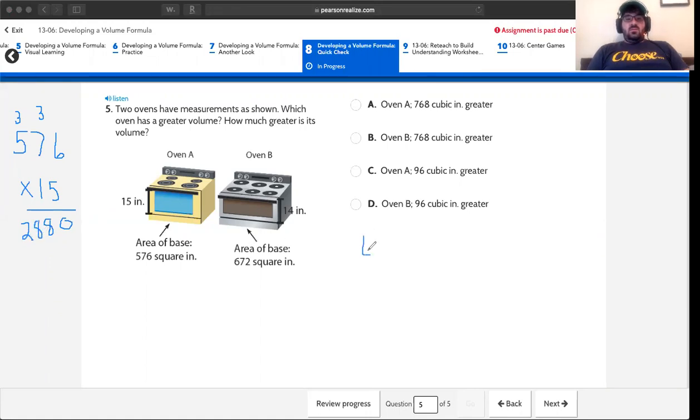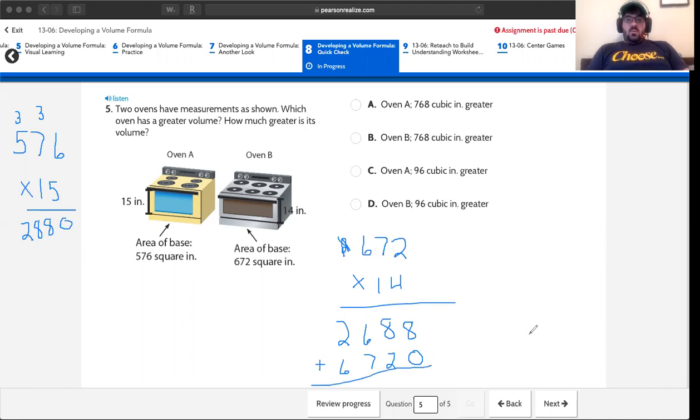Now I look at oven B, 672 times 14. 4 times 2 is 8. 4 times 7 is 28, write the 8, carry the 2. 4 times 6 is 24, plus 2 is 26. 1 times 2 is 2, 1 times 7 is 7, and 1 times 6 is 6. And I don't do this one because that was borrowed. I'm going to write the numbers over here because I'm running out of space. 8, 10, and I have to carry. So that's 7 plus 7 is 14. Oops. And I carry. 6 plus 2 is 8, plus 1 is 9. So I have 9,408.